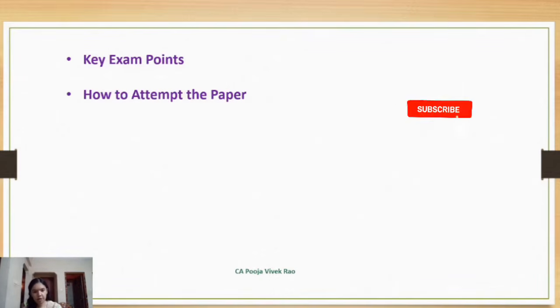Next, some tips were given on how to attempt the paper. So we have 3 parts, actually 2 parts. One is MCQ and descriptive. And in descriptive there will be 2 types of question, application oriented and direct theory. So first discussion was about how to answer the MCQ.